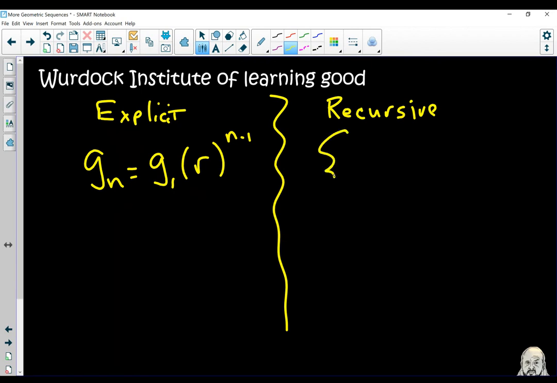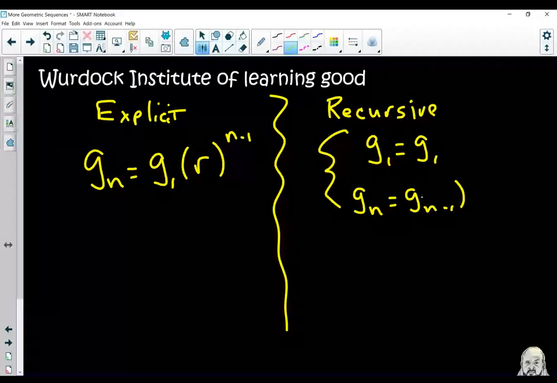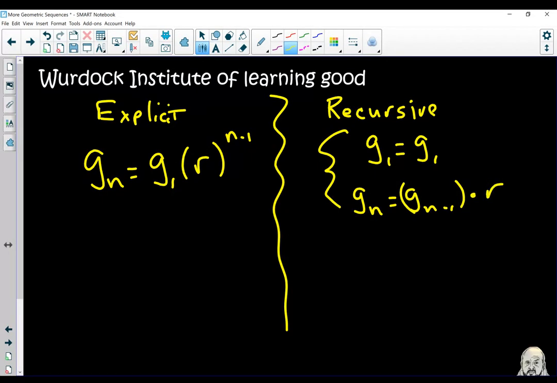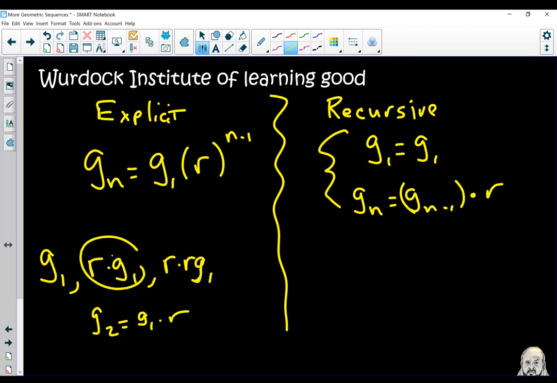I mean, this is kind of ridiculous. You state that your first term is your first term. That's kind of redundant. And to figure out your next term, you take your previous term, I'll put this in parentheses, and multiply by r, like such. So these two techniques are saying the exact same thing. They would have a first term of G sub 1, and the next term would be r times G sub 1. You could say that G sub 2 is G sub 1 times r. That's a true statement, but that's how that would work.